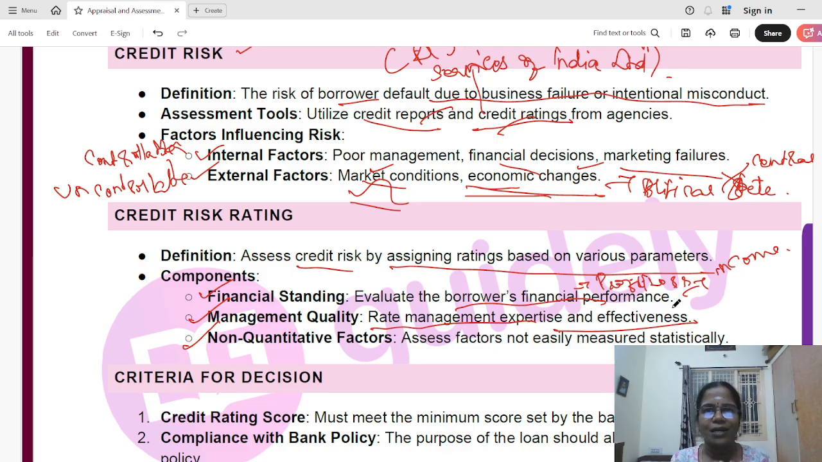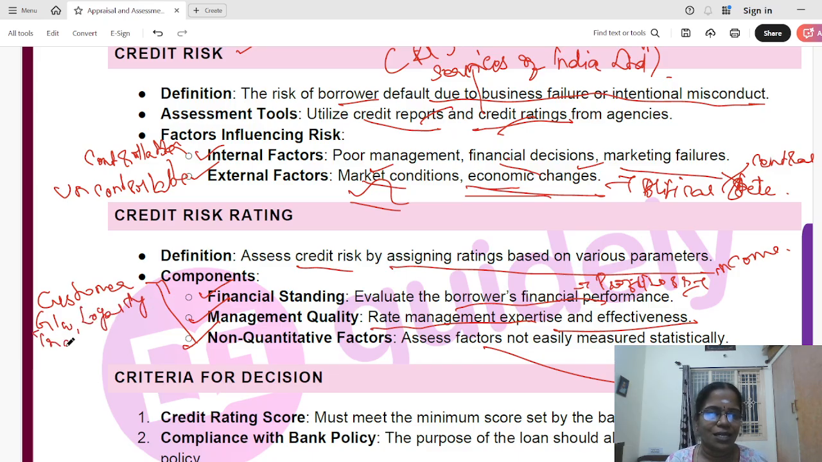So before bankers sanction the loan to that particular corporate customer, they have to know whether the viability is there in the business through better management or not. Non-quantitative factors: assess factors not easily measured statistically. So when it comes to the non-quantitative factors, that is customer satisfaction. What is the goodwill of a firm? What is the loyalty? What is the trademark?